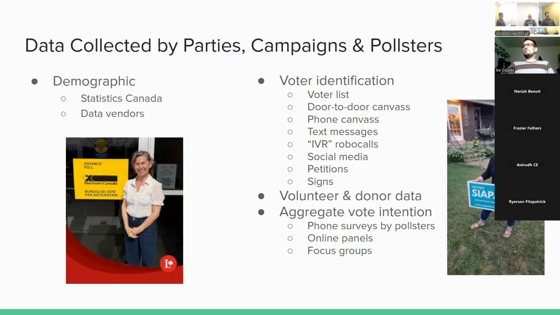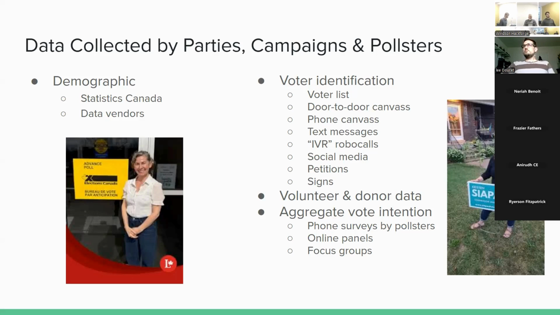So with that list, they do all the other things that you see listed there on the slide under voter identification. They canvass door to door. They knock on doors and talk to people and try to determine who those folks are likely to support in the election. They call people on the telephone and ask them the same questions.